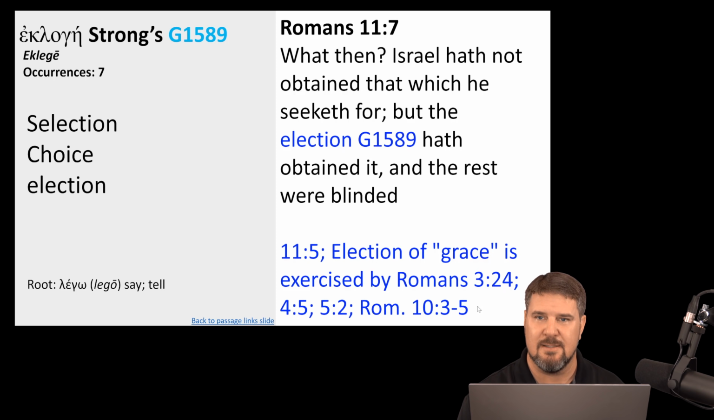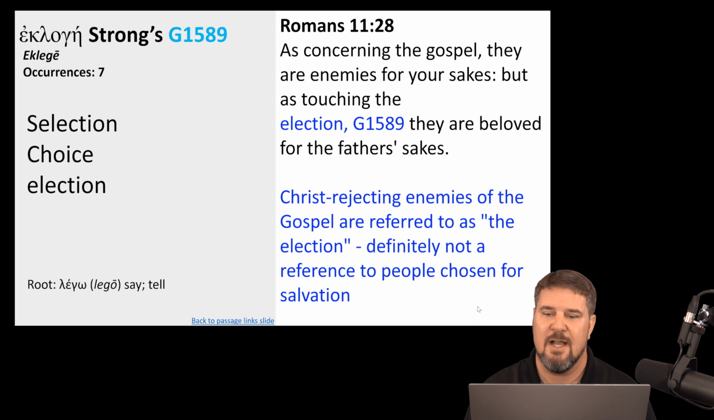And in the context, it's very clear that's the election of grace exercised by those passages as you see here, and that's the Jews that have repented from their dead works and are trusting Christ. Romans 11:28 is concerning the gospel, they are enemies for your sakes, but touching the election, they are beloved for the Father's sakes. These are Christ-rejecting enemies of the gospel referred to as the election. Definitely not a reference to people chosen for salvation.